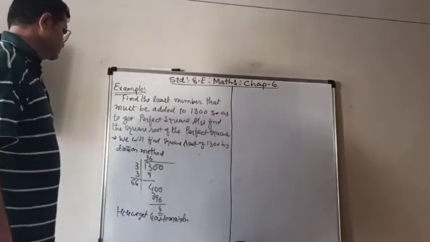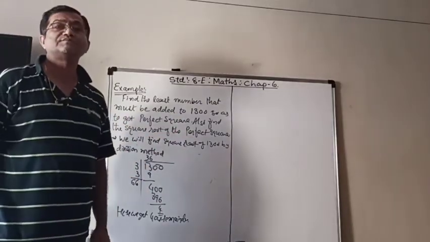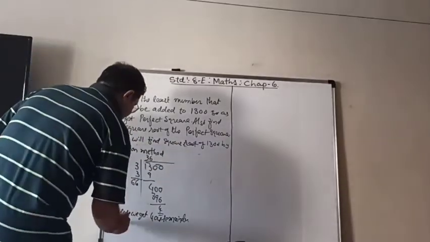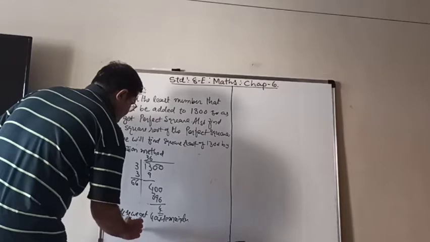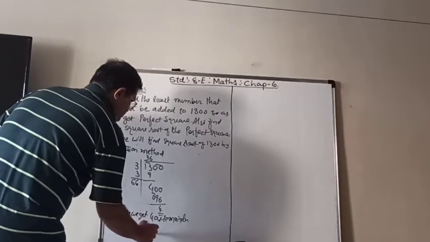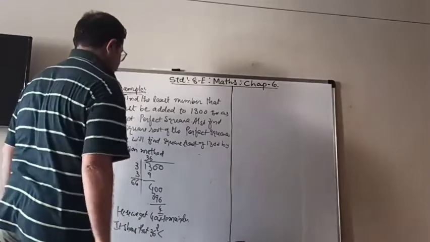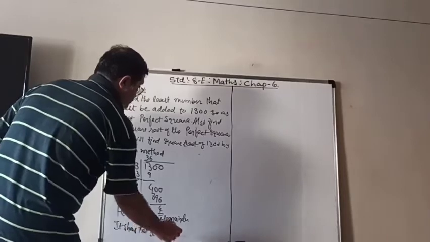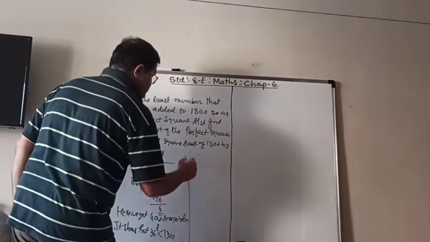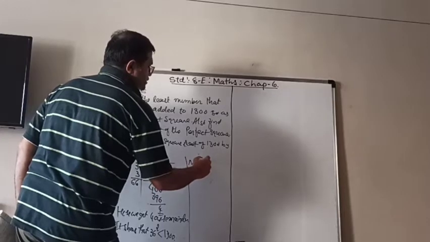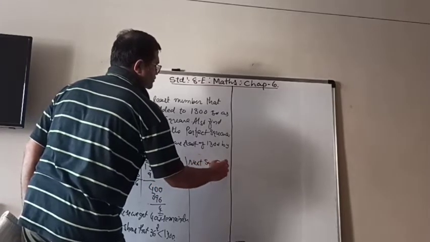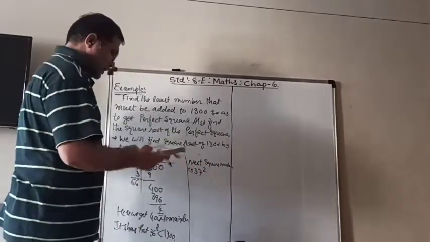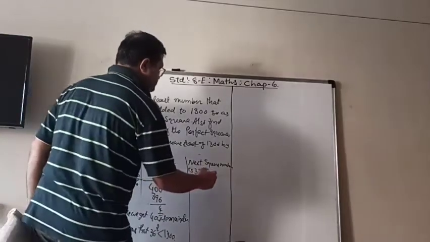It means that the next perfect square number will be the square of 37. Right? Here it shows that 36 square is less than 1300. So now the next square number is 37 square. And what is 37 square? That is 1369.